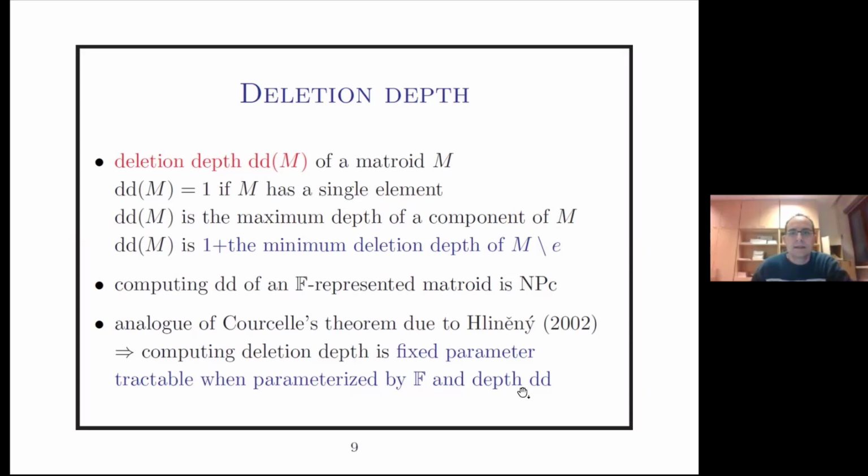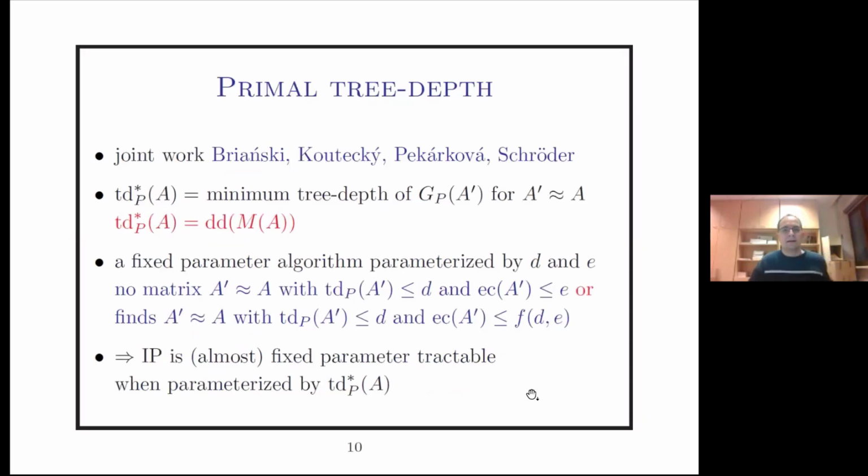So in the setting that we're interested in, we're looking at what we can say about the minimum primal 3-depth of a matrix that is row equivalent to a given matrix.